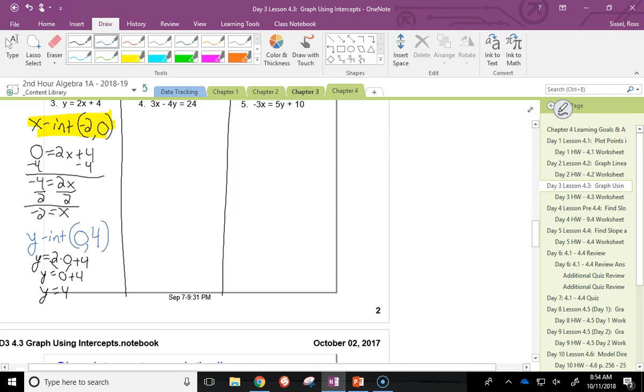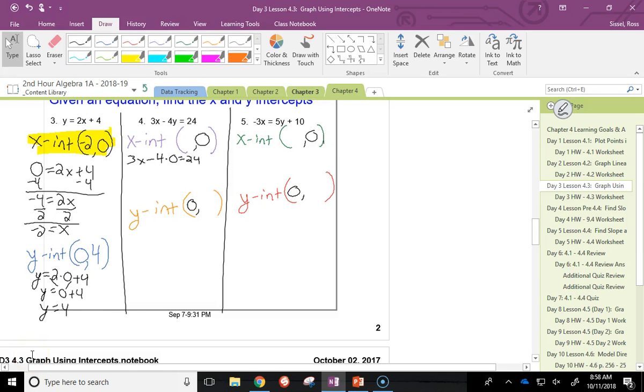Okay, I'm going to pause this, and I want you to turn to your neighbor. I'm going to give you a minute or two to find the x-intercept and the y-intercept for number 4 and 5. Okay, so to solve this, making sure you can do this because this is what you are doing for your assignment today. They had 3x minus 4y equals 24.